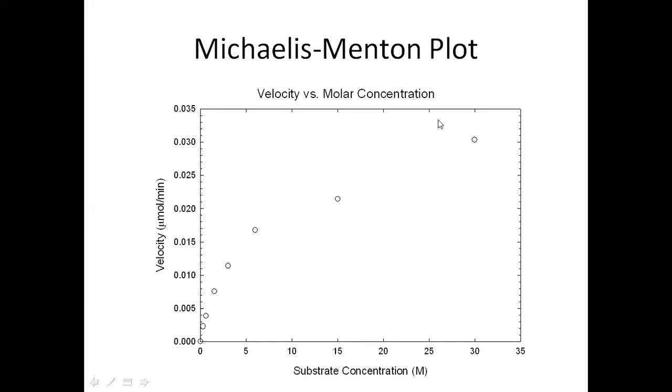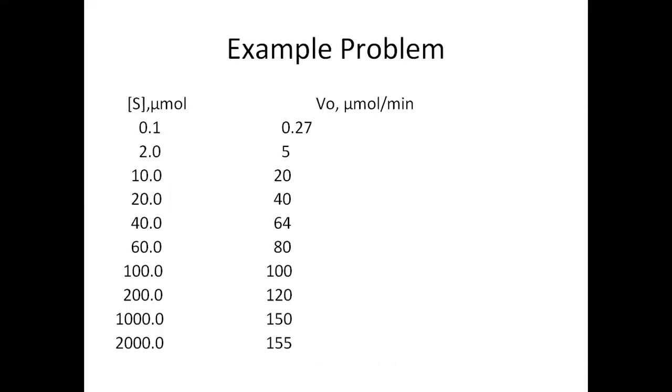This data represents the numerical values of the graph that I was just showing. We thus should be able to look at these numbers and come up with the Km and Vmax, which are two characteristics of an enzyme that are highly relevant to biochemists.